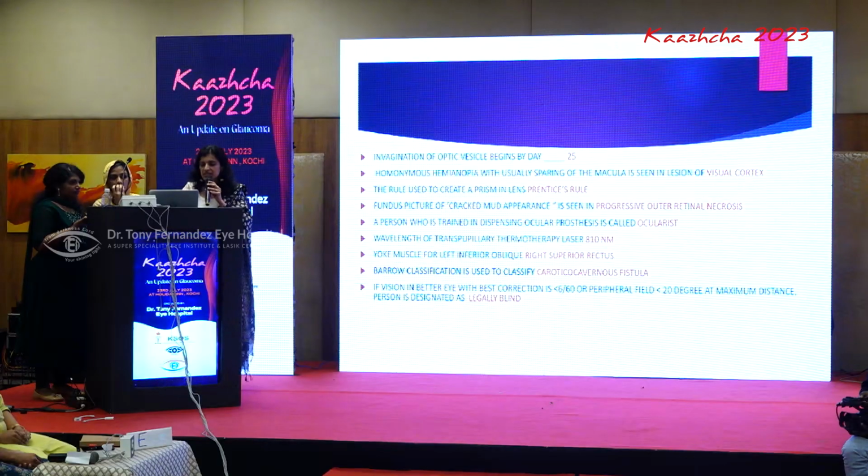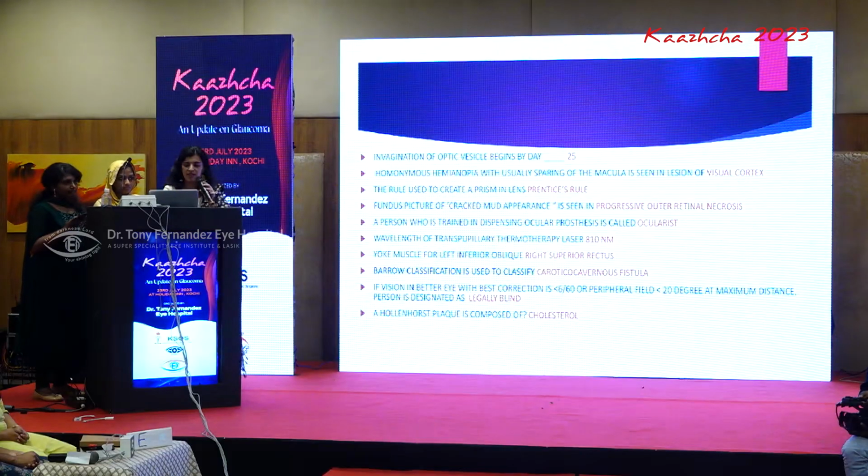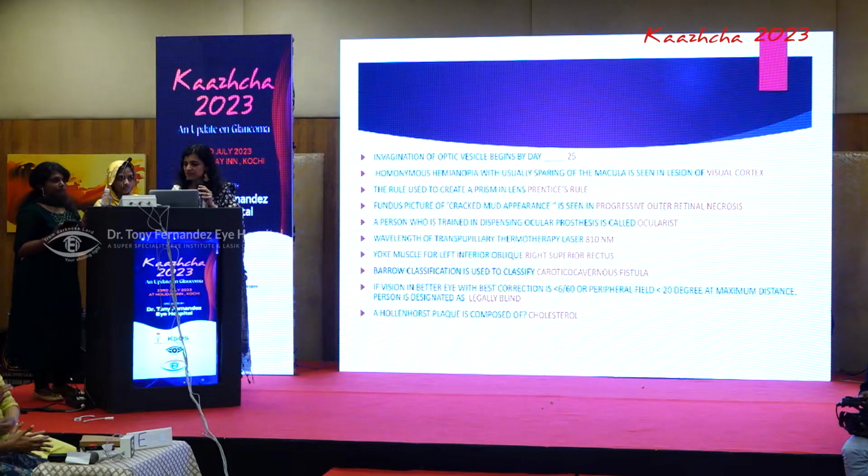You had 2 more questions. Vision in better eye with best correction less than 6/60 or peripheral field less than 20 degrees at maximum distance, person is legally blind, and Hollenhorst plaque is composed of cholesterol. So, 1 correct, 1 wrong and 8 unattempted. So, 5 marks for team D.